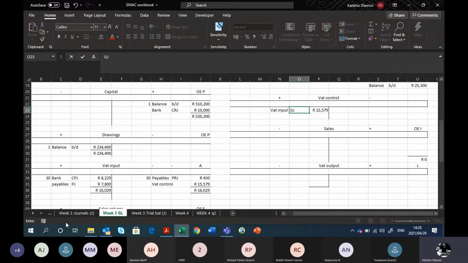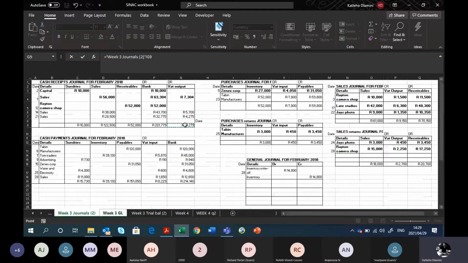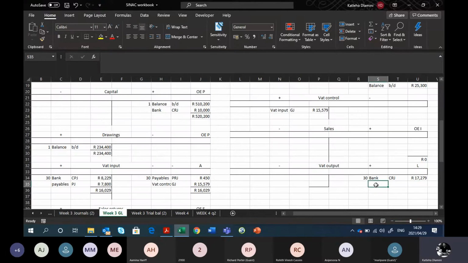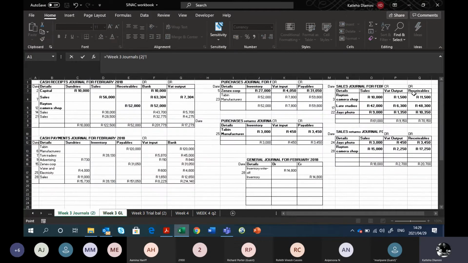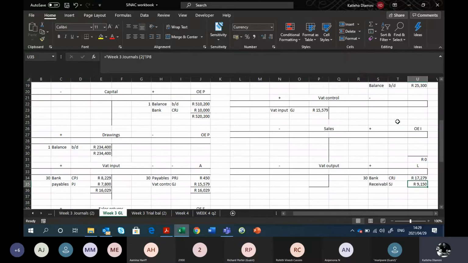That would be GJ. Then your VAT output. So I'm going to start over here on the 30th with bank, CRJ, and go collect it. There it is. Then we're going to continue on this side, debtors control, receivables, sales journal, and then we're going to fetch it over here, receivables. There's that VAT over there. 17, make sure, yes, it's 17.